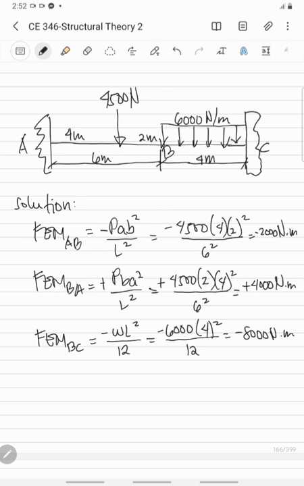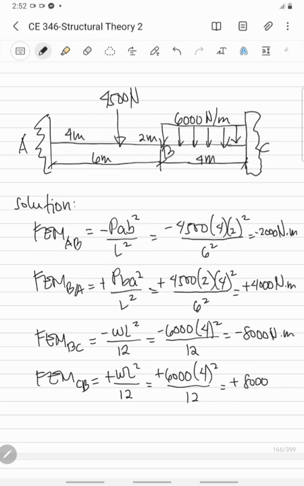Okay, for the span C to B, that is positive W L squared divided by 12, and it is equal to positive 6,000 times 4 squared divided by 12. So we have positive 8,000 newton meter.